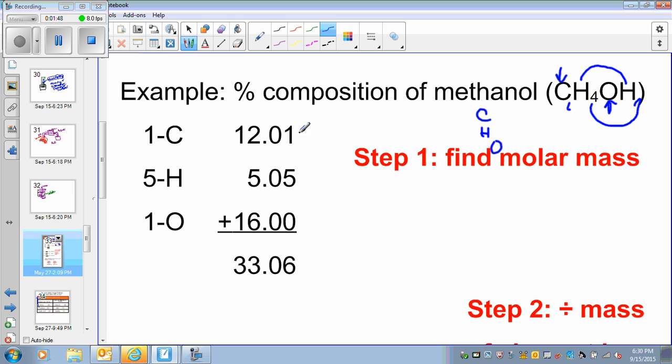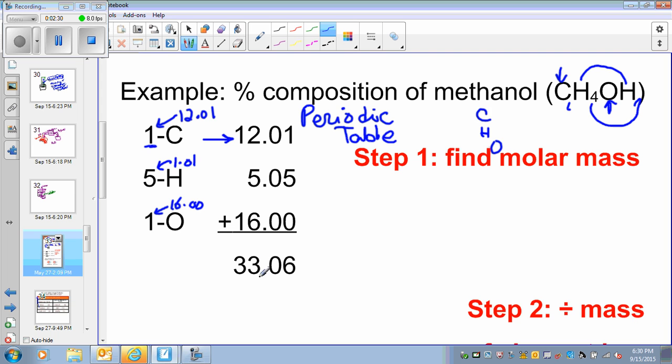So now I will go to the periodic table and take the mass of each element from the periodic table. So this is the mass that you get from the periodic table for carbon. You take that mass, 12.01, and you multiply it by 1, that gives you 12.01. The mass of hydrogen in the periodic table is 1.01. When you multiply it by 5, you get 5.05. The mass for oxygen is 16.00 in the periodic table, and you multiply it by 1, you get 16.00.